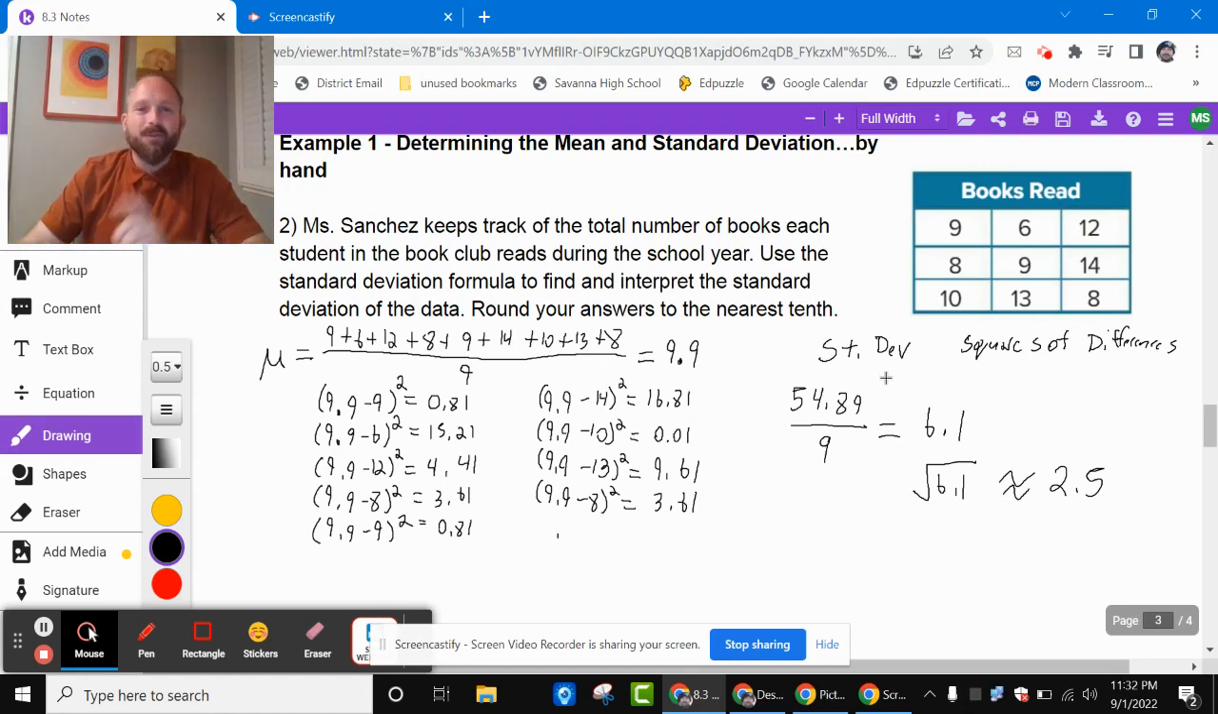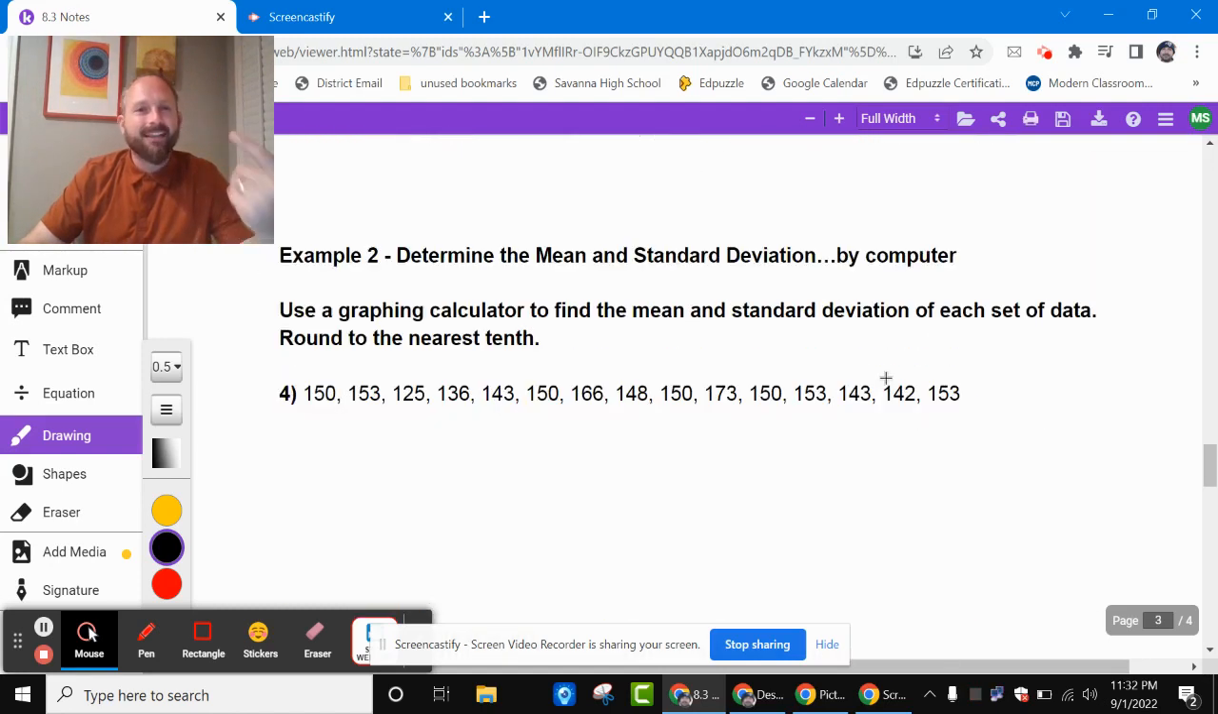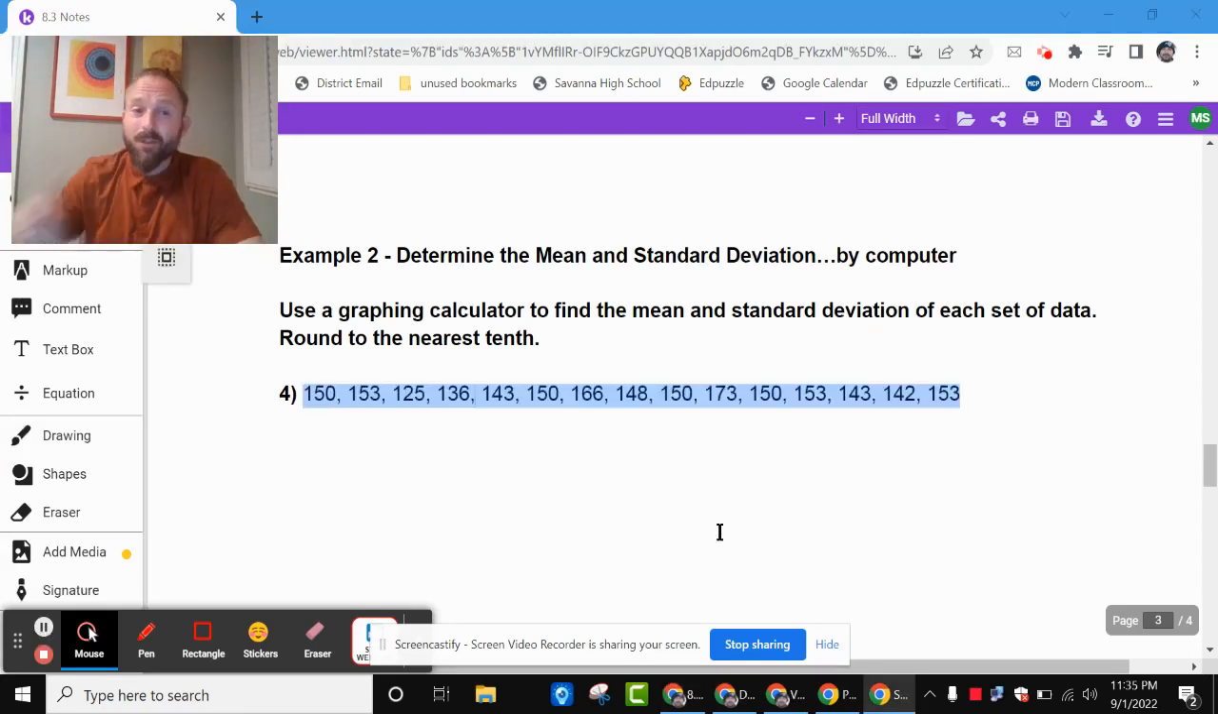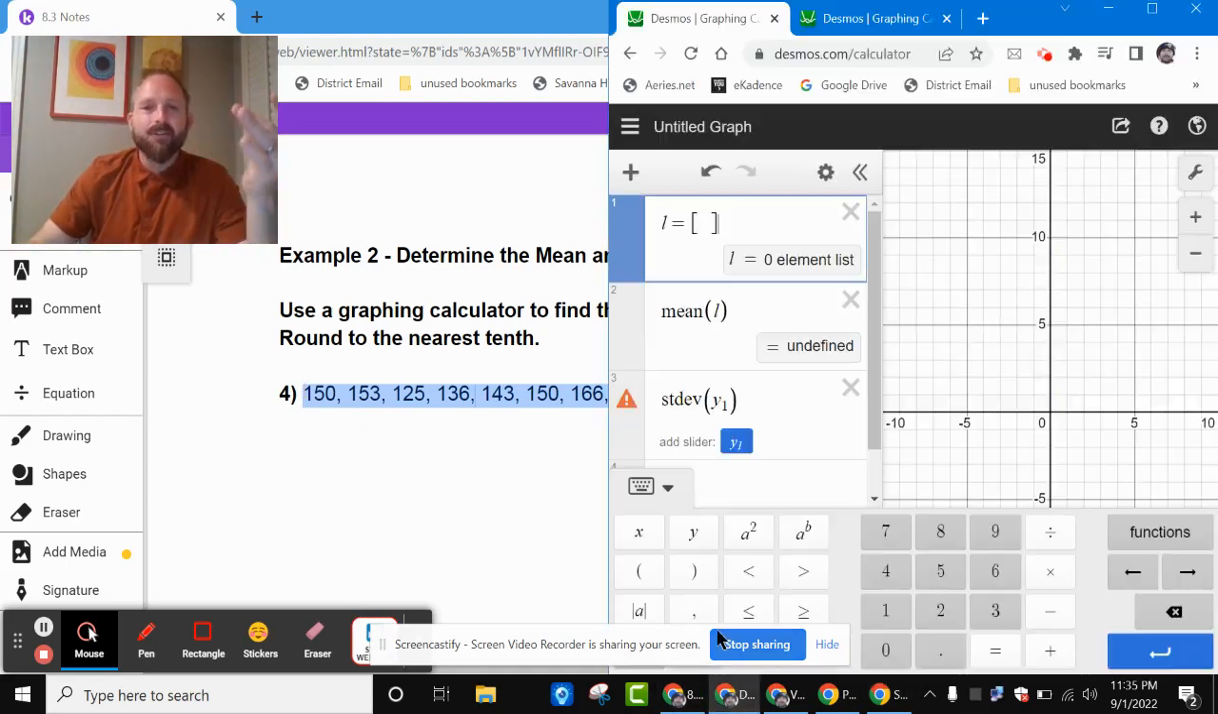So what we're going to do is scroll down and determine the mean and the standard deviation by computer. We're going to do that in 3, 2, 1. All right. So what you're going to want to do is take the data, capture the data. Either you're going to type it all out or you're going to do what you guys know how to do best, and I do as well, copy paste.